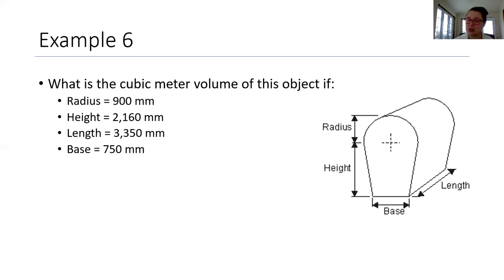All right, so to do this question, we're looking for the cubic meter volume again of the object. I feel like I missed a question, but I don't think so. No, good. So what's the cubic meter volume of this object? If the radius is 900 millimeters, the height is 2,160 millimeters, the length is 3,350 millimeters, and the base is 750.